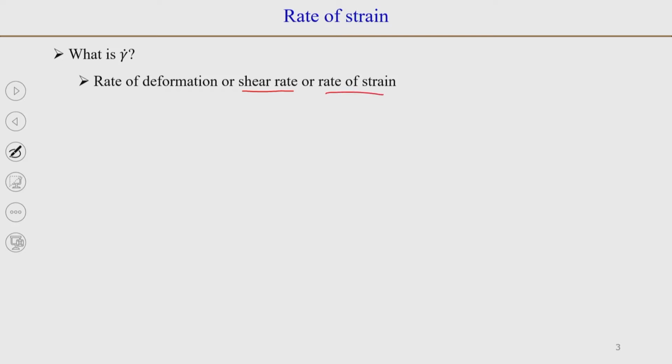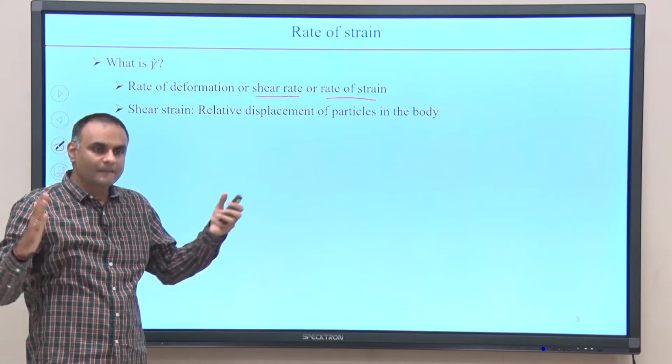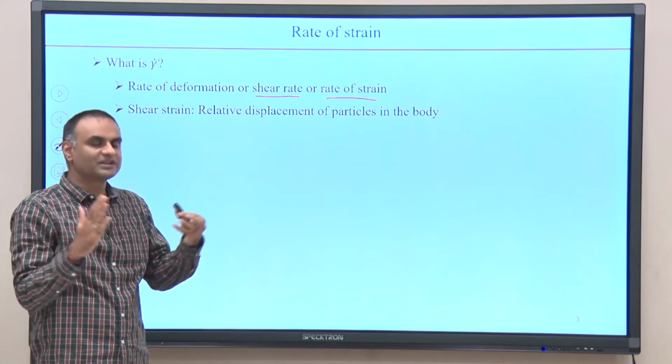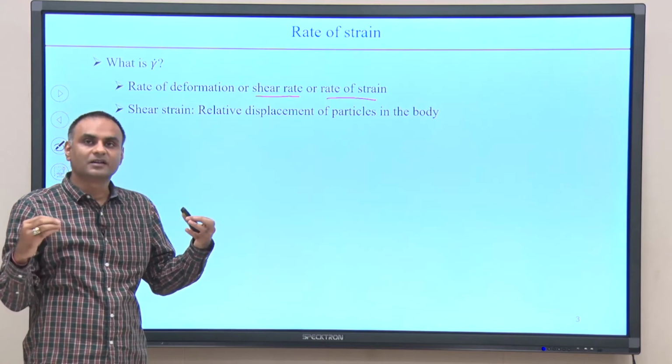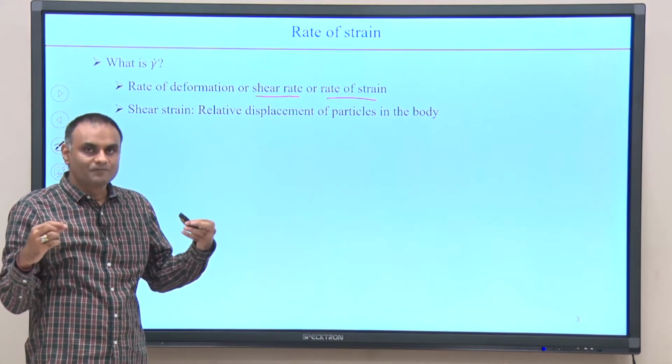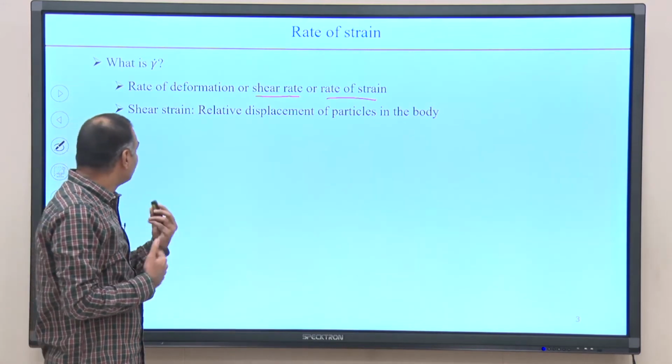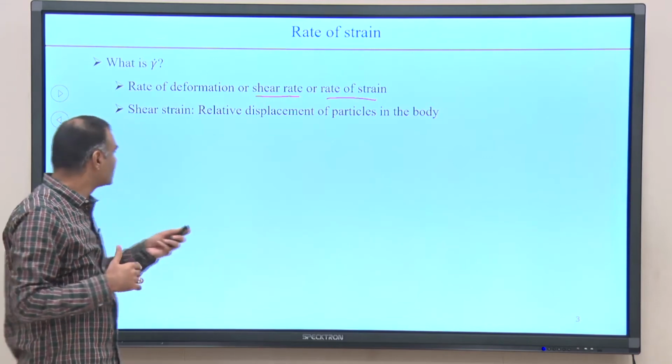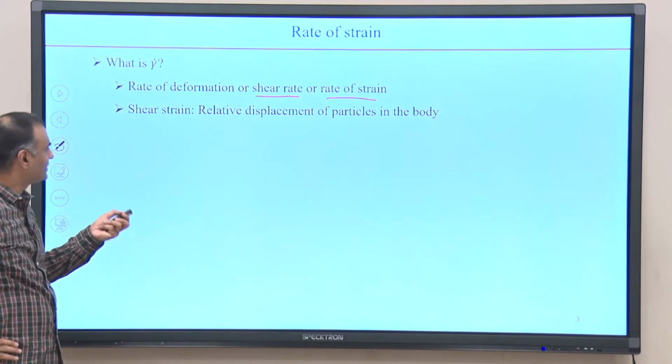Okay. So, there are different names that are used for it, and shear strain, if we define it, is the relative displacement of particles in the body. So, when you compress a material or a fluid, that means you are applying normal stresses on a fluid, and it may undergo normal strain. But when we talk about shear strain, that is the relative displacement of particles in the body.